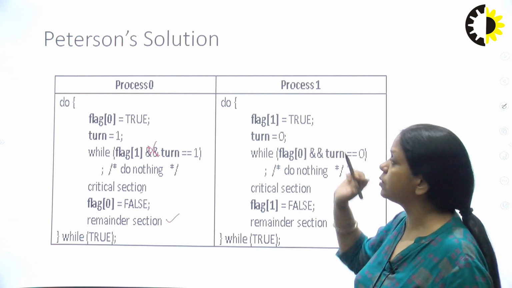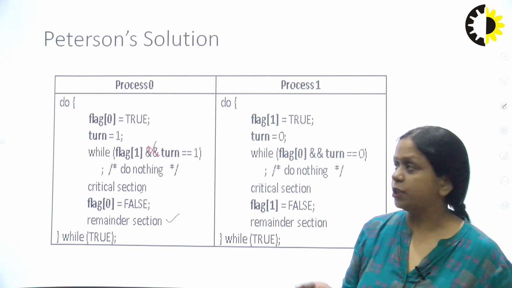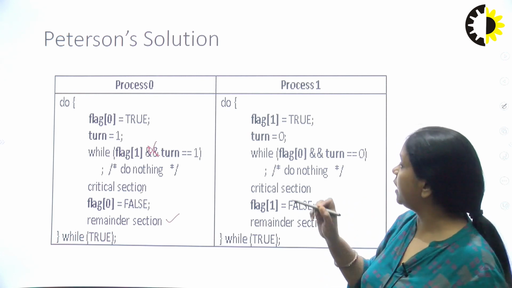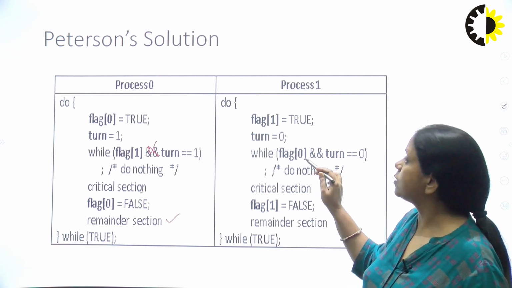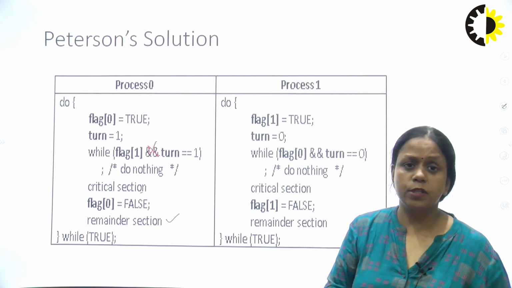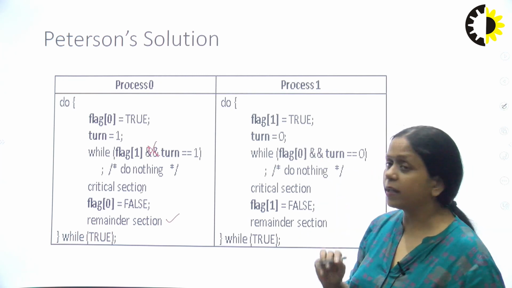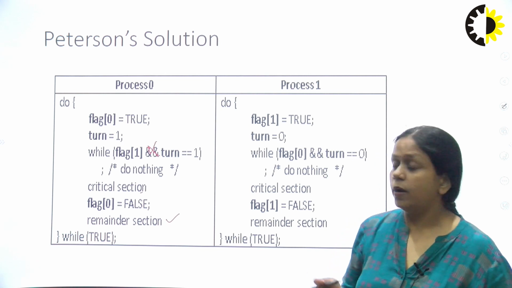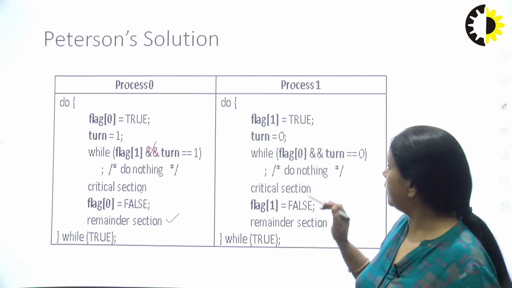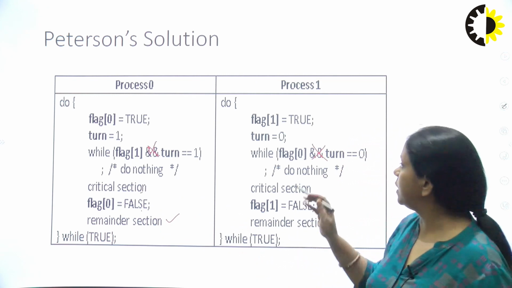Flag 1 is true. It means process 1 wants to enter the critical section, but the turn is given to process 0. And then check the condition. If process 0 also wants to enter the critical section and the turn is also given to process 0, then process 1 will do nothing. The critical section will be executed by process 0. When process 0 completes its execution of the critical section, this condition will be false, because it will change its flag value.